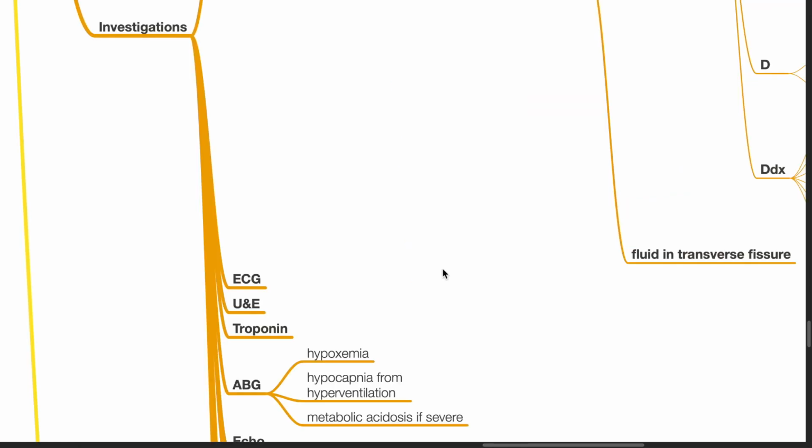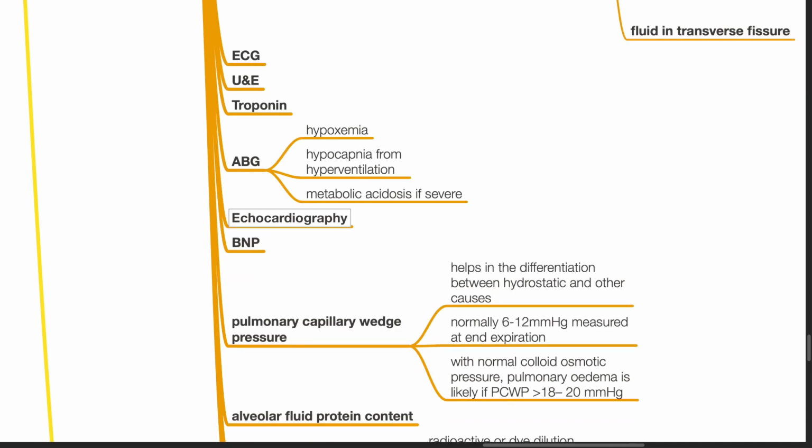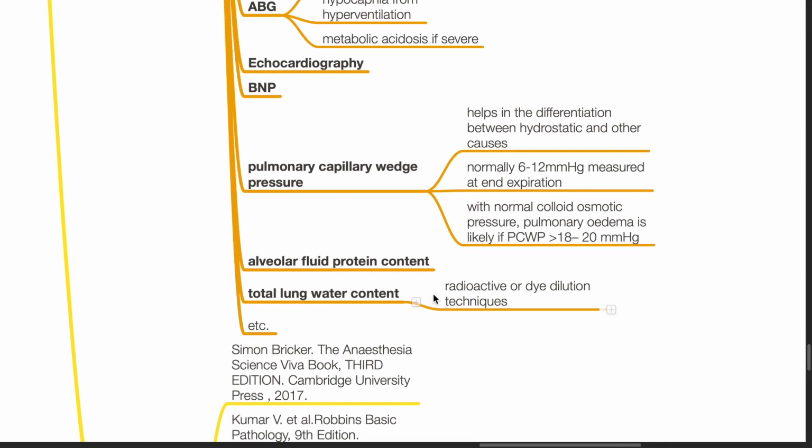Other investigations include ECG, urea and electrolytes, troponin, and arterial blood gases, which may show hypoxemia, hypocapnia from hyperventilation, and metabolic acidosis if severe. Echocardiography, BNP, and pulmonary capillary wedge pressure help in differentiation between hydrostatic and other causes. PCWP is normally 6 to 12 mmHg measured at end expiration. With normal colloid osmotic pressure, pulmonary edema is likely if PCWP exceeds 18 to 20 mmHg. Alveolar fluid protein content and total lung water content via radioactive or dye dilution techniques are rarely used.